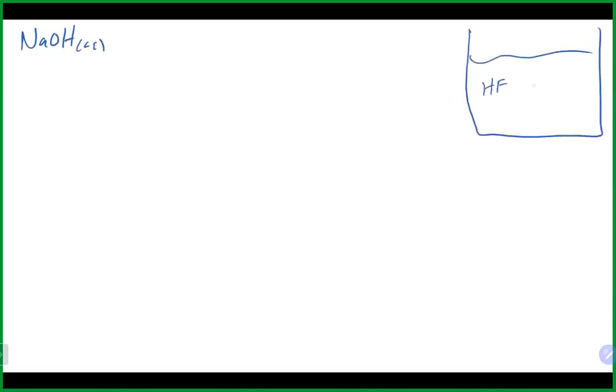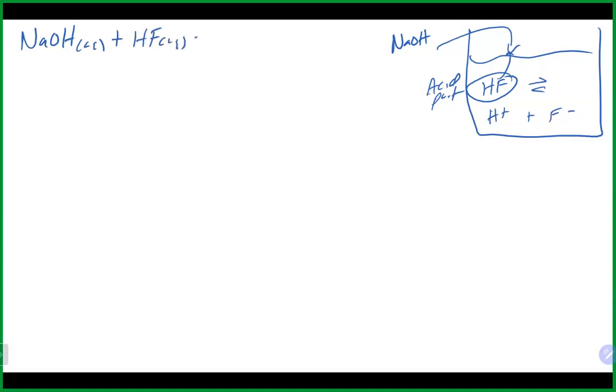If we added our sodium hydroxide to that same buffer, which is our HF buffer and our fluoride buffer. When we add our sodium hydroxide, which is a base, to this buffer, it is going to react with the acid part of the buffer. And we're going to get a reaction, which is really just an acid-base reaction that's going to occur. And we will make water, and we will make some sodium fluoride.